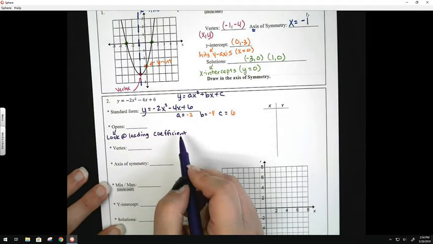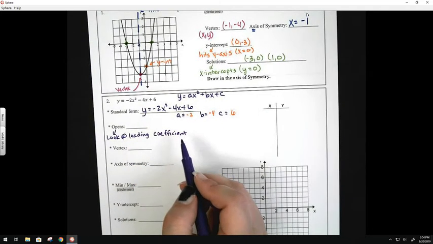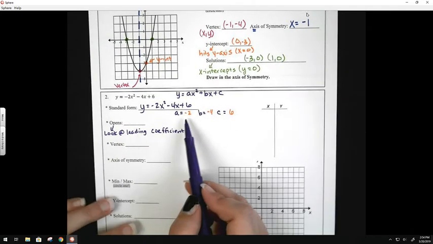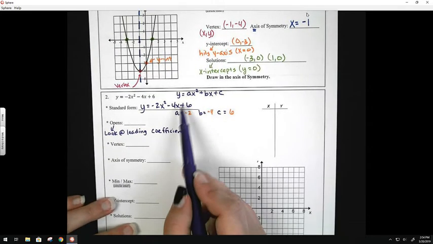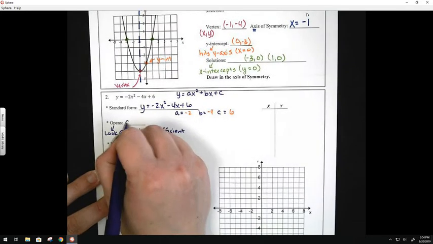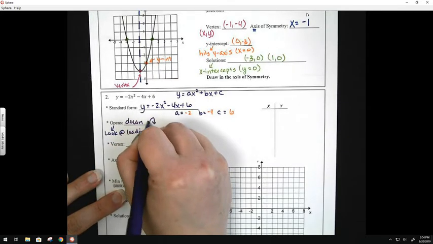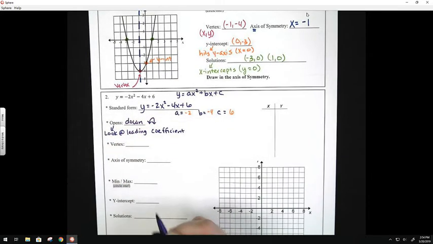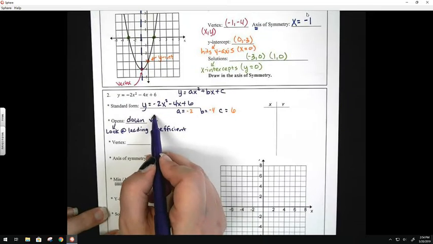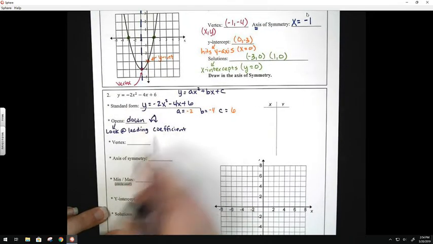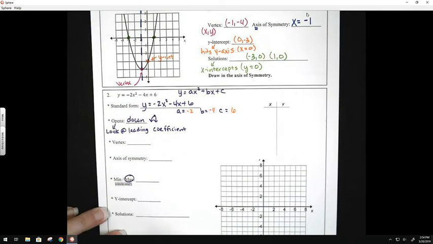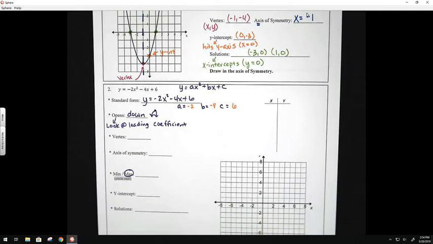The leading coefficient is always the a value. So in this case, our a value is -2. If our a value is negative, that tells us that the parabola opens down, which means it's going to look like this. So the vertex of our parabola is all the way at the top, which means we have a maximum value for this particular parabola.